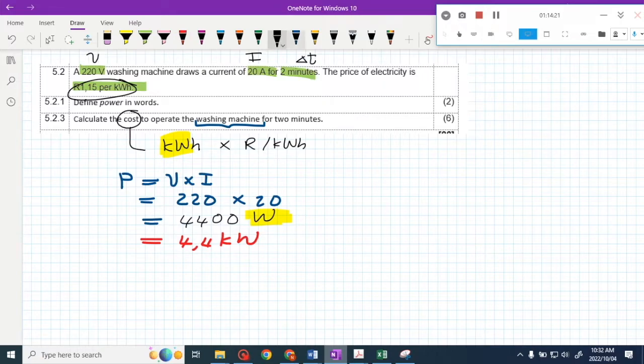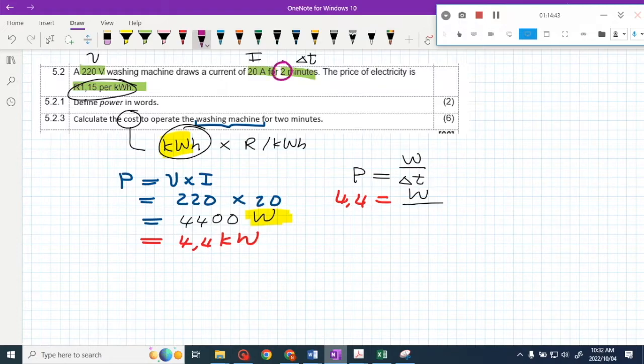Now if you look at your energy formula, or even just a power formula, power is energy per unit time. We know that the power in kilowatts is 4,4. We would like to know the energy in kilowatt hours. We're going to divide by the time, but we are working with hours. So we're going to take this 2 minutes and divide it by 60 to go from minutes to hours. If I'm not mistaken, it's something like 0,03.